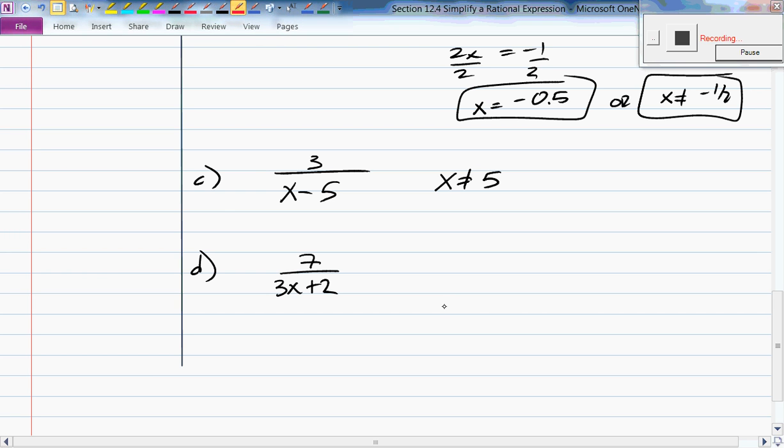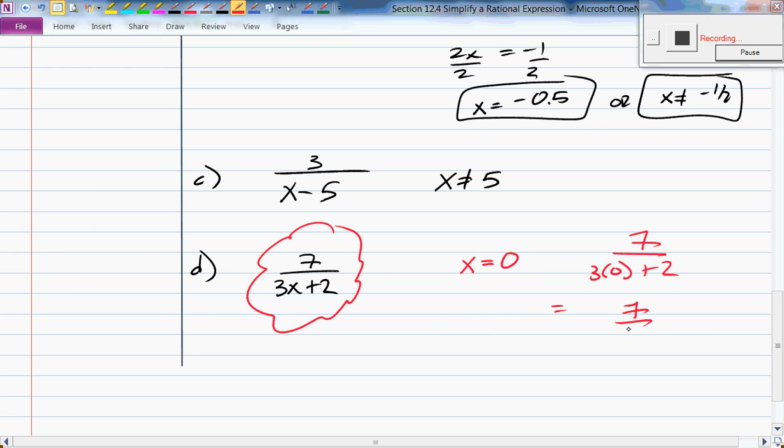Please look up here. Michael, you ready? Okay, look. If x was equal to 0, what would this whole thing have to be? It would have to be 7 over 2. How do we do that? We do that by saying 7 over 3 times 0 plus 2. That's equal to 7 over, 3 times 0 is how much? What's 0 plus 2? 2. That gives me 7 over 2. Okay? And is that okay? Am I allowed to divide numbers by 2? Yeah, that's fine. I can divide numbers by 2.